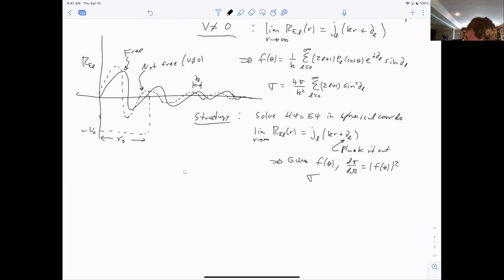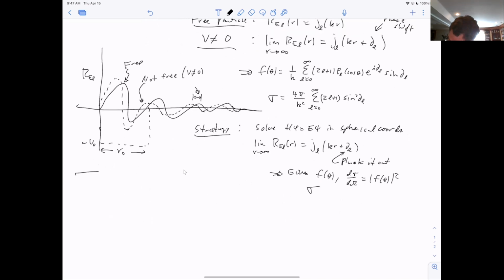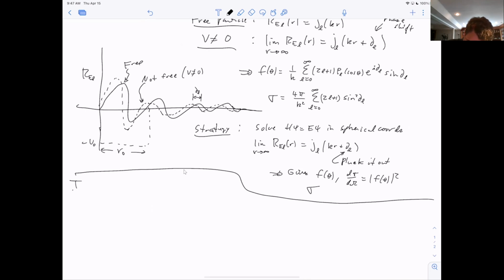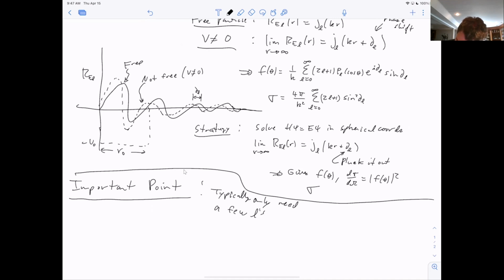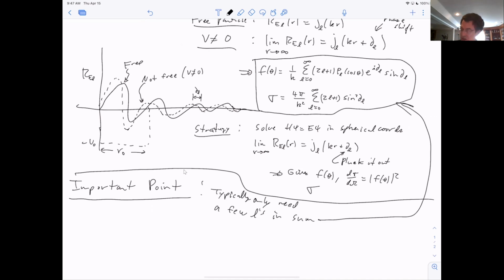Now there's an important point for all this phase shift stuff, and you've already seen it a little bit, and I alluded to it last time. The important point is that we only need to utilize a few angular momenta. We typically only need a few L's in the sum, because all of these are the most important results from partial wave analysis. There's a sum over all the angular momenta, but in that sum we really only need to use a couple typically, or maybe only one.